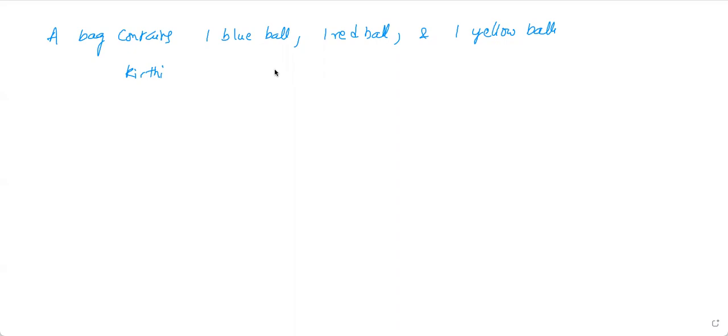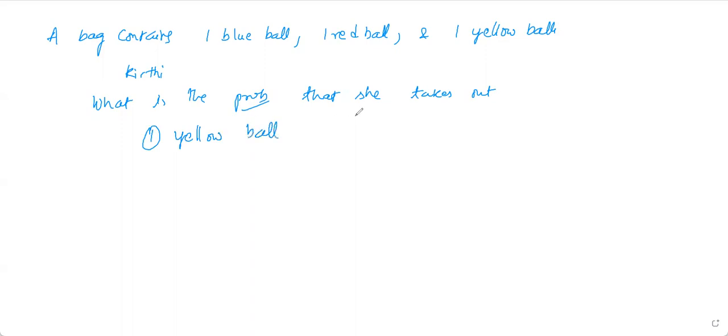So what is the probability that she takes out a yellow ball, a blue ball, and a red ball? Let us see the solution for this.